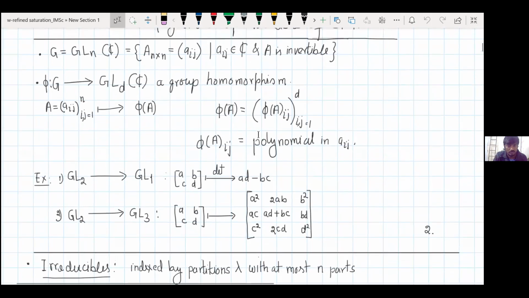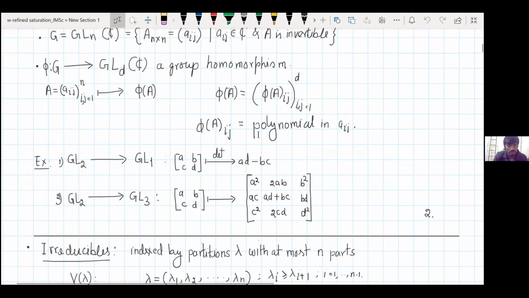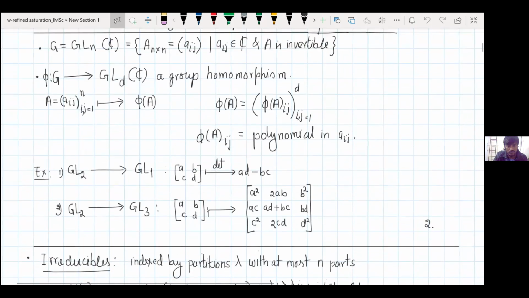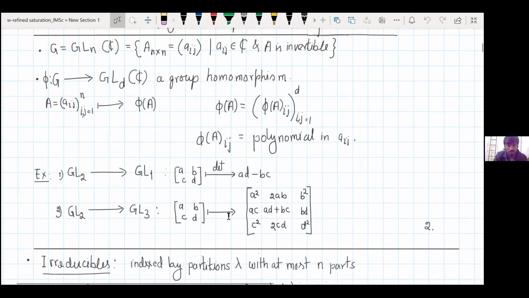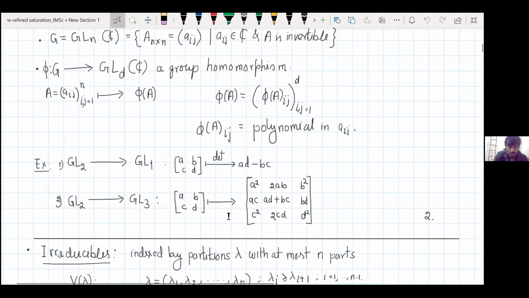So that is called a polynomial representation. Here are two examples: GL2 to GL1, that is the determinant representation, and this is another non-trivial one, the Sym2 representation, the symmetric power representation.